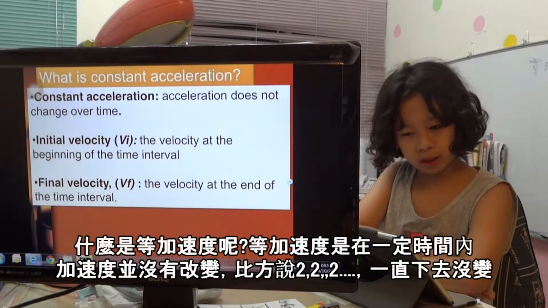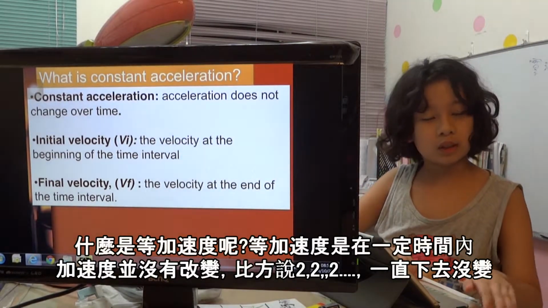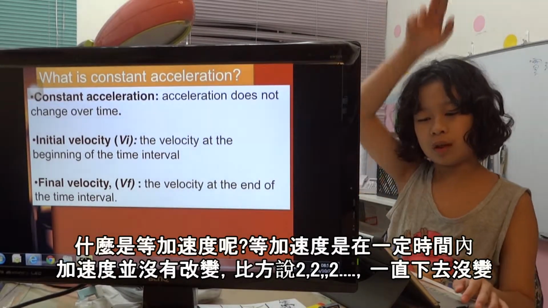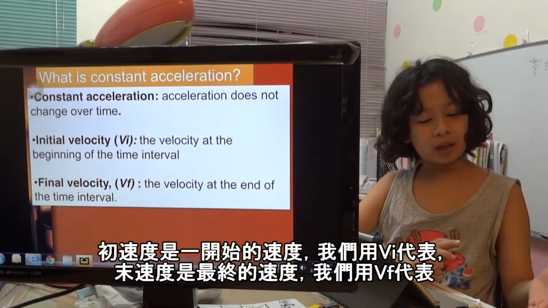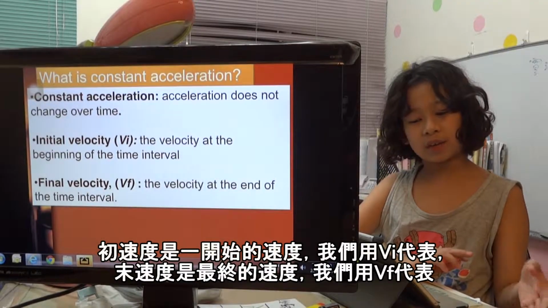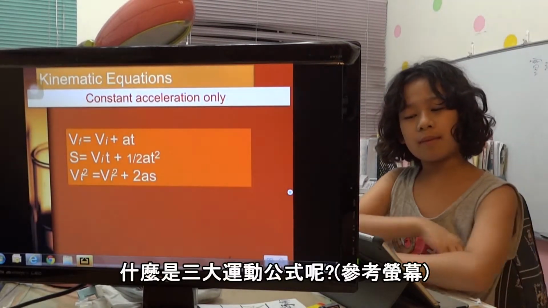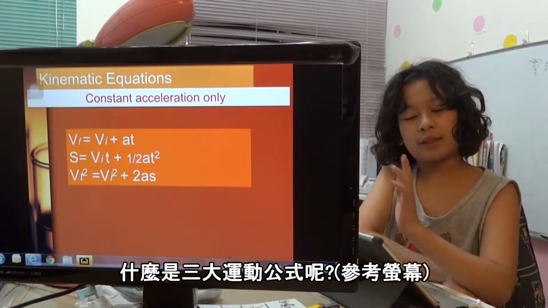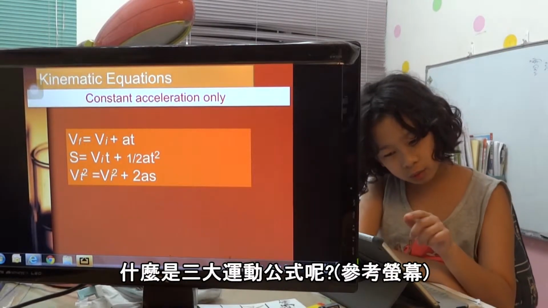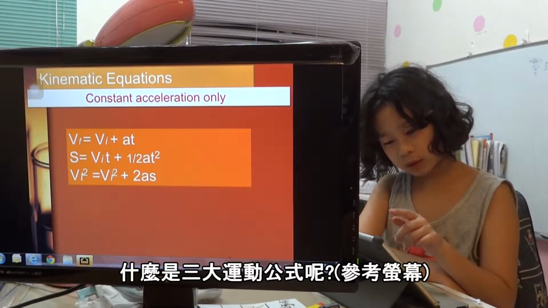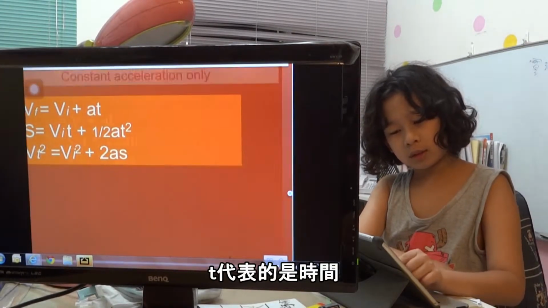What is constant acceleration? Constant acceleration is acceleration that stays the same. The initial velocity, VI, is the velocity you start with, and VF is the final velocity, the velocity at the end. So what are the kinematic equations? There are 3 equations. VF is equal to VI plus AT. S is equal to VIT plus 1/2 AT squared. VF squared is equal to VI squared plus 2AS. And T is time.